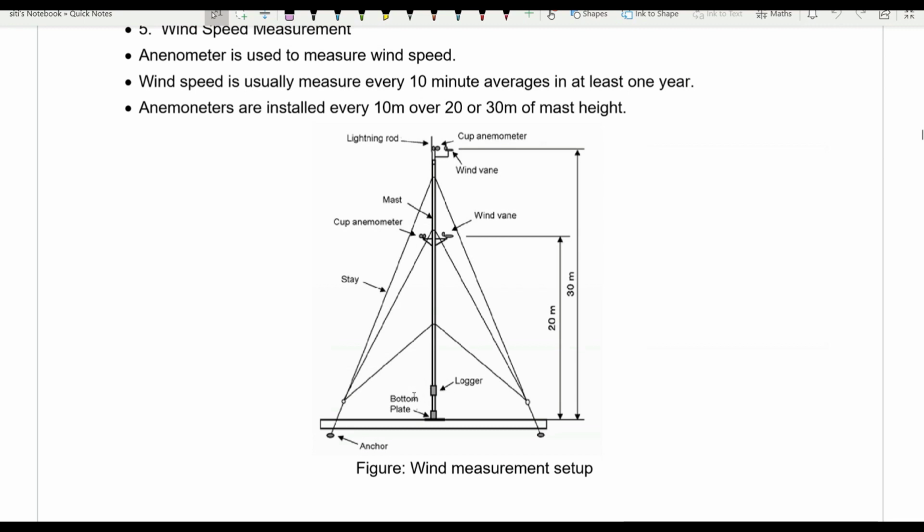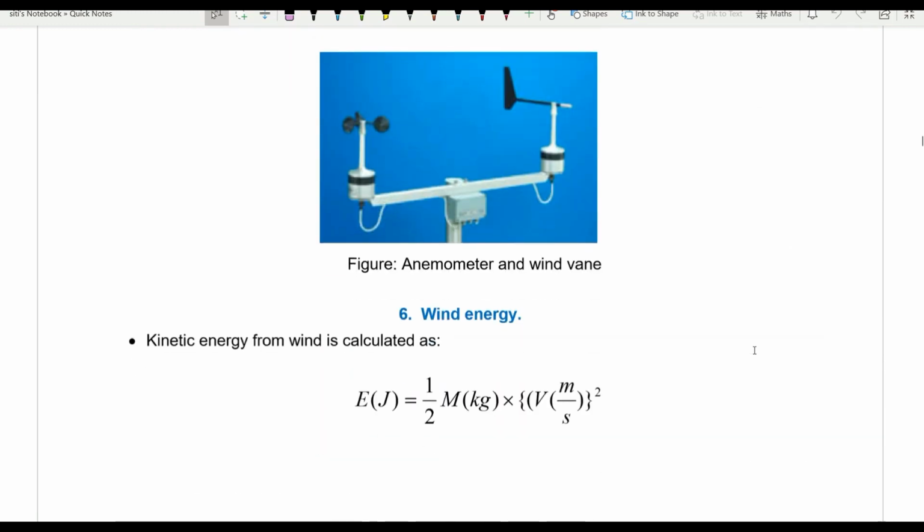This is the data logger to log the data of the wind speed and the wind direction. And this is the bottom plate. And this is the anchor to hold this structure. So again, an example of the anemometer and the wind vane.